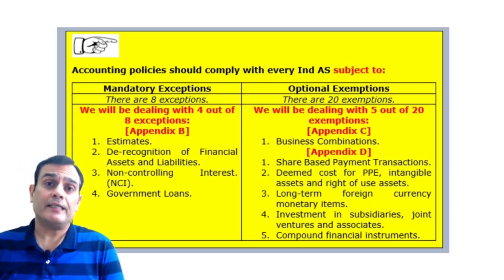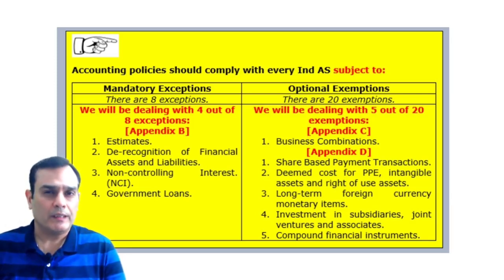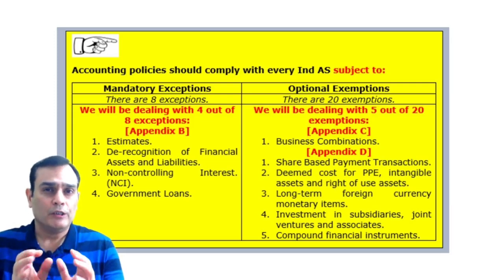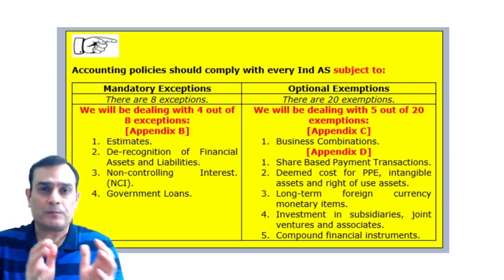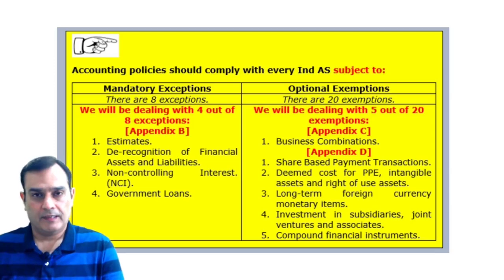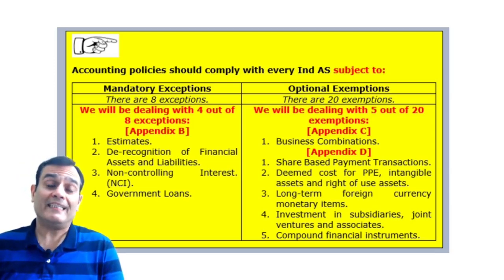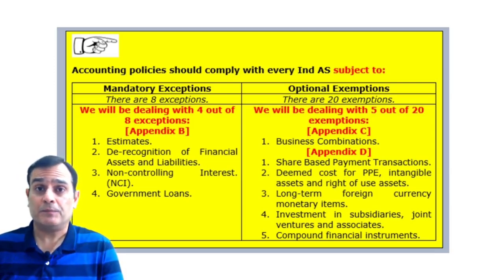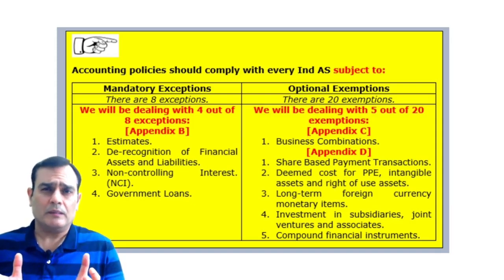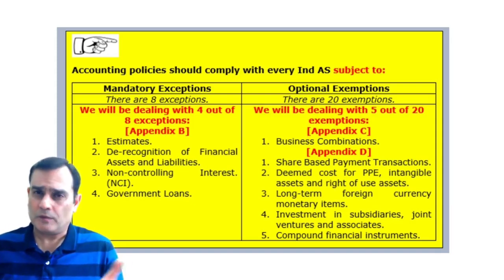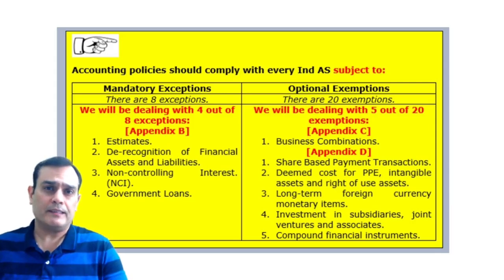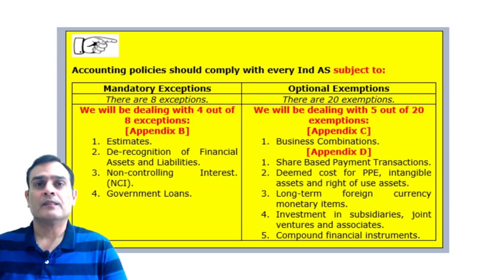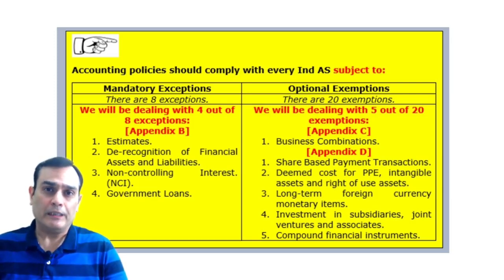Now, these mandatory exceptions are given in Appendix B to Ind AS 101, which prohibits an entity from doing any kind of retrospective application. There are a total of almost 8 exceptions given in Appendix B, but considering the major technical adjustments which we generally confront in the examination as well, you can say that there are a total of 4 mandatory exceptions we are going to deal with.